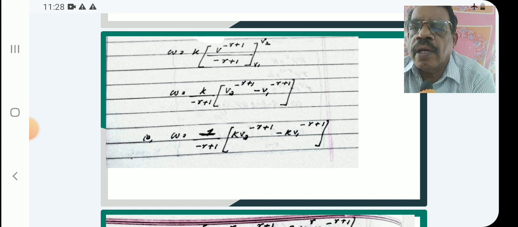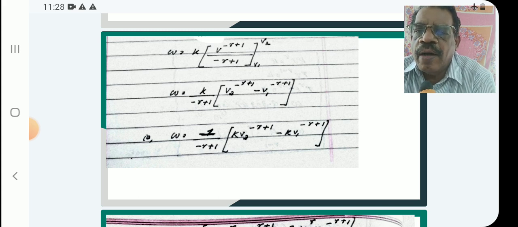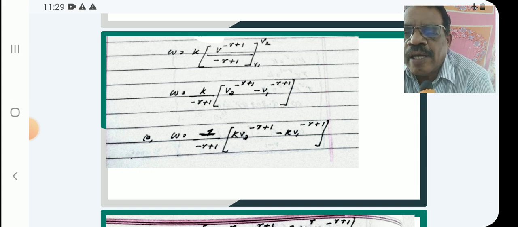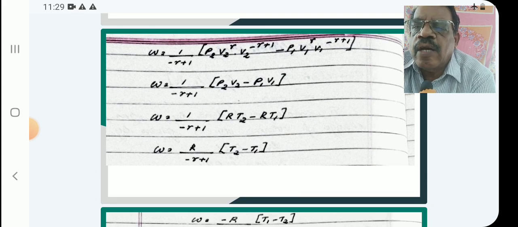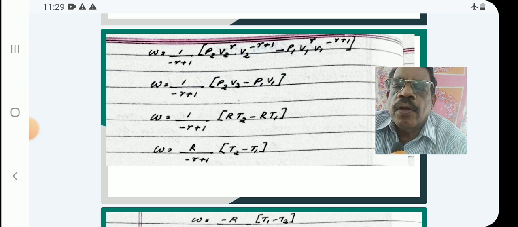Therefore, W is equal to K by minus gamma plus 1 inside the bracket. Inside the bracket, we apply limit, we get V2 raised to minus gamma plus 1 minus V1 raised to minus gamma plus 1. That is W is equal to K by minus gamma plus 1. You note carefully, the K we take inside. So 1 by minus gamma plus 1, when K comes inside, K V2 raised to minus gamma plus 1 minus K V1 raised to minus gamma plus 1. And we put the value of K differently, like this. You look here. That is W is equal to 1 by minus gamma plus 1 P2 V2 raised to gamma, that is K, V2 raised to minus gamma plus 1 minus P1 V1 raised to gamma, that is again K, V1 raised to minus gamma plus 1.